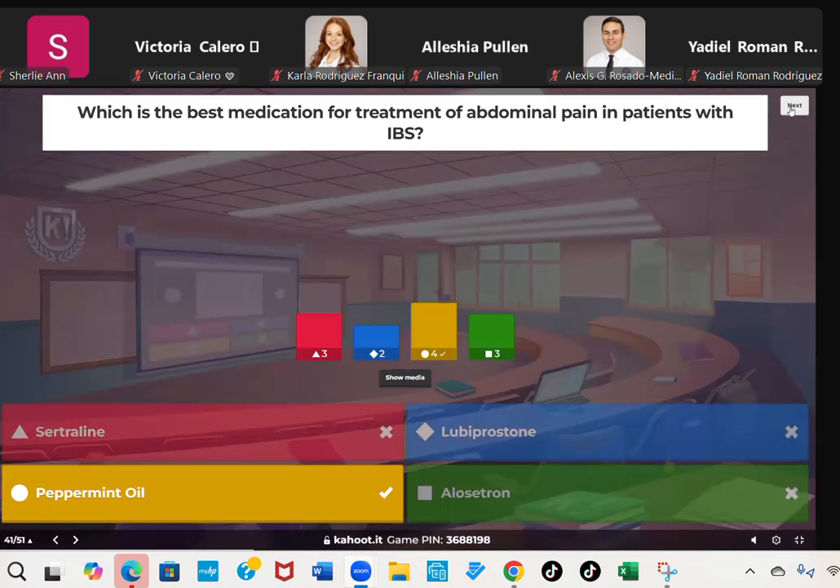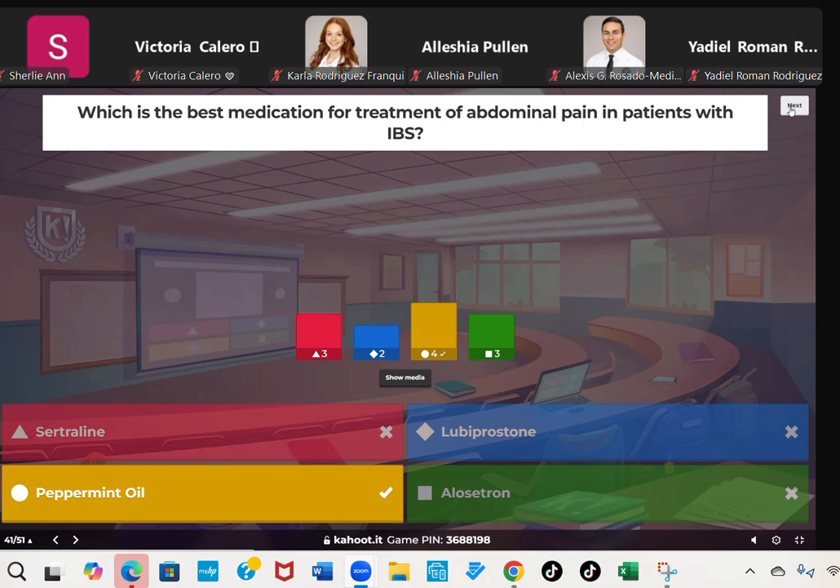Right, so sertraline is an SSRI, not typically recommended in IBS anymore. Usually TCAs or SNRIs are, so amitriptyline, duloxetine, venlafaxine might be recommended for abdominal pain.